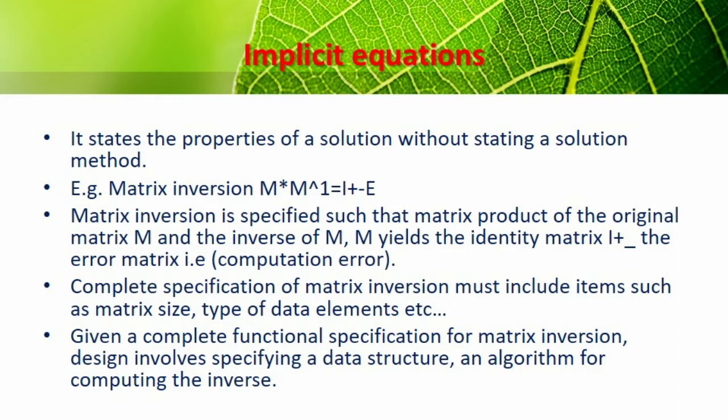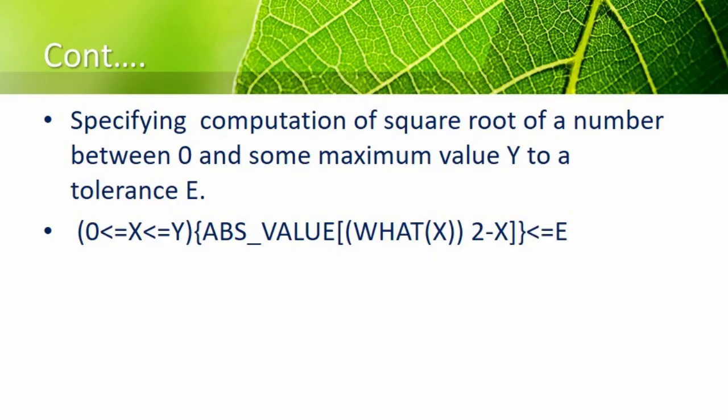Matrix inversion is specified such that the matrix product of the original matrix M and the inverse of M yields the identity matrix I plus or minus e, the error matrix, that is, computational error. A complete specification of matrix inversion must include items such as matrix size, type of data elements, etc. Given a complete functional specification for matrix inversion, design involves specifying a data structure and algorithm for computing the inverse. Specifying computation of the square root of a number between 0 and some maximum value y to a tolerance e. The equation is depicted here.